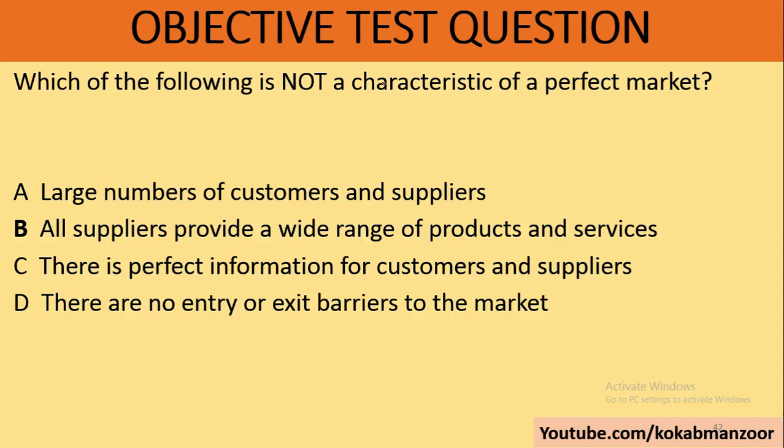Okay, which one of the following is not a characteristic of a perfect market? If you remember, there are 4 or 5 characteristics we discussed in detail for a perfect market. A large number of sellers and buyers, customers and suppliers, yes, it is a characteristic. There is perfect information for the customer, yes, it is a characteristic. There are no entry and exit barriers, yes, it is. All the suppliers provide a wide range of products and services, no, it is not a characteristic, though they do provide, but it is not the characteristic. So option B is the right option.